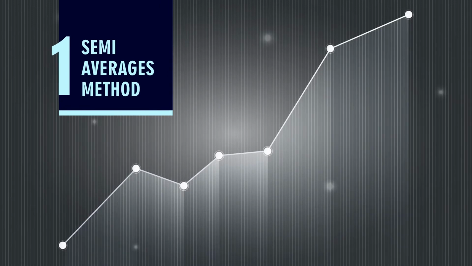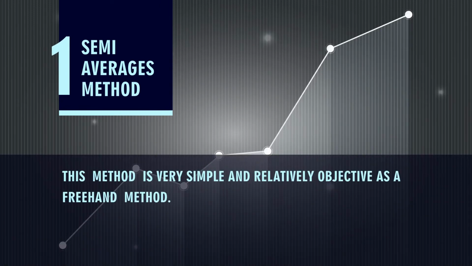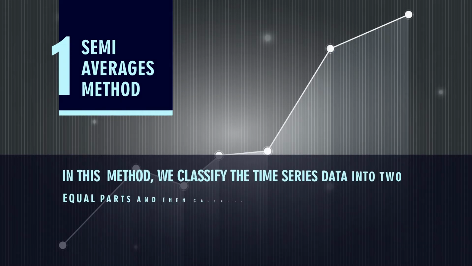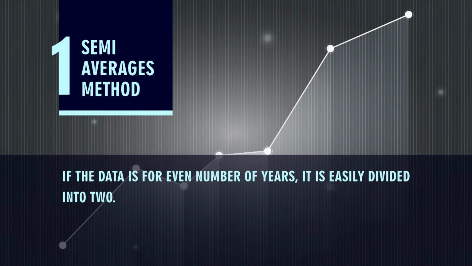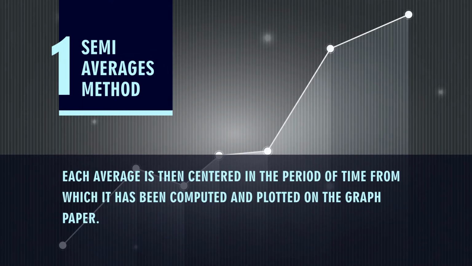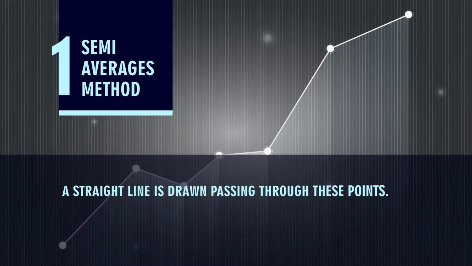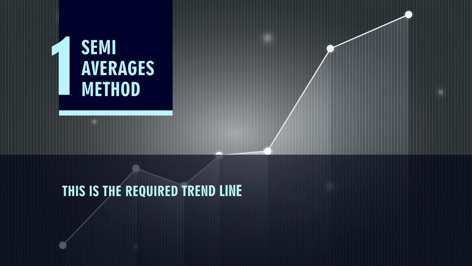So what exactly is this semi-average method? This method is very simple and relatively objective compared to the freehand method. In this method, we classify the time series data into two equal parts and then calculate averages for each half. If the data is for an even number of years, it is easily divided into two, and each average is then centered in the period of time from which it has been computed and plotted on the graph paper. A straight line is drawn passing through these points, and this is the required trend line.